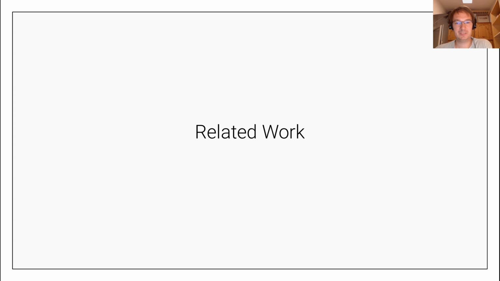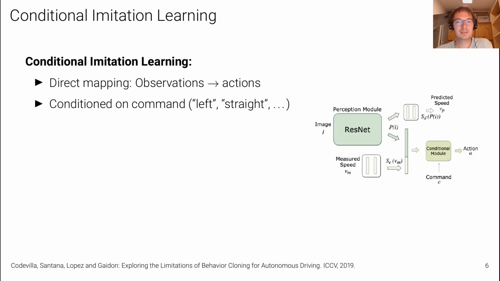There is a couple of related works that have looked at this problem before us, and I want to quickly walk you through them. First, I want to present an imitation learning baseline that we use in our approach. This is actually one of the state-of-the-art imitation learners on CARLA that was published at ICCV last year. It's called CILRS, and it's a conditional imitation learner that maps observations to actions but also conditions on an additional high-level command provided by the route planner that tells the system to go either left, straight, or right at the next intersection.